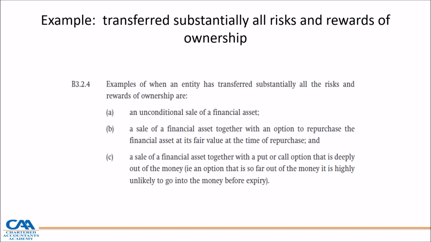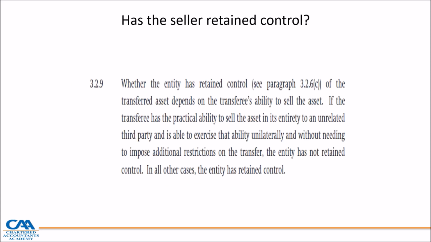And then another example is a sale of a financial asset together with a put or call option that is deeply out of the money. The moment it's out of the money, it means there's no likelihood that you're going to exercise, which therefore means that you've substantially transferred all risks and rewards of ownership. There's no way that you're going to exercise that put or call option.